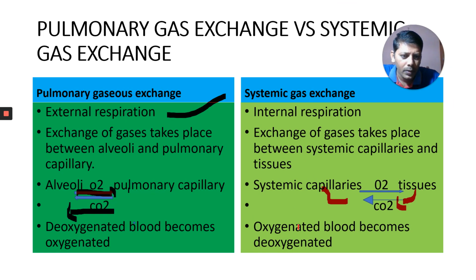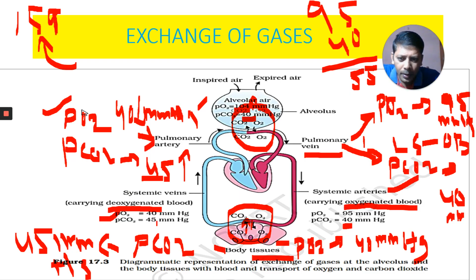Here the oxygenated blood becomes deoxygenated. This is the oxygenated blood, and when you observe here, it has become deoxygenated. Here deoxygenated blood, DOB, has become OB, oxygenated blood. Here OB, oxygenated blood, has become deoxygenated blood.